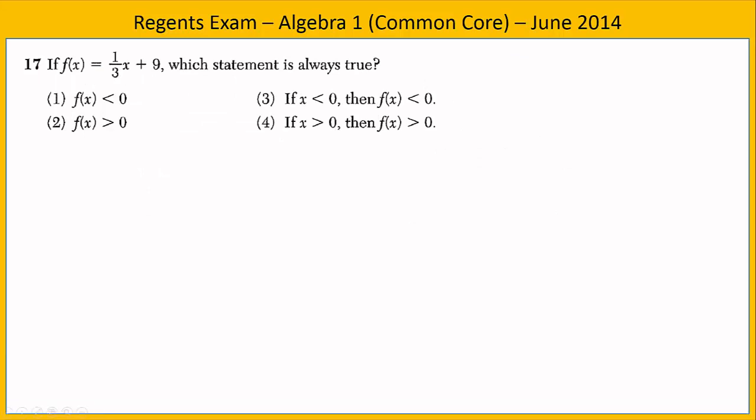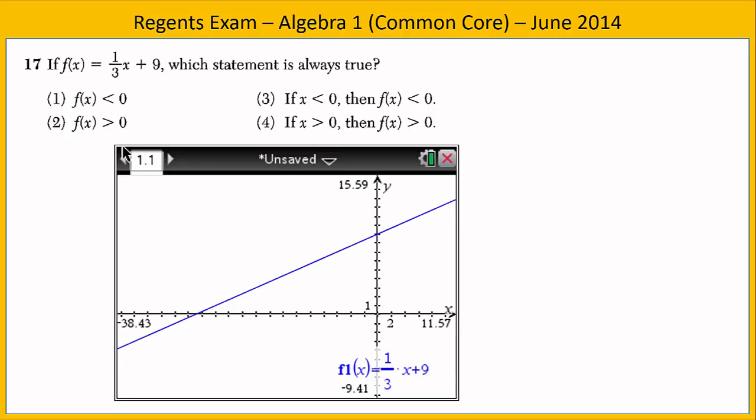In exercise 17, we're given a function, f of x equals 1/3 x plus 9, and asked which of these statements is always true. Let's begin by looking at a graph, and let's zoom out so that we can see a lot of the function, because that tells us a better story of what's going on.